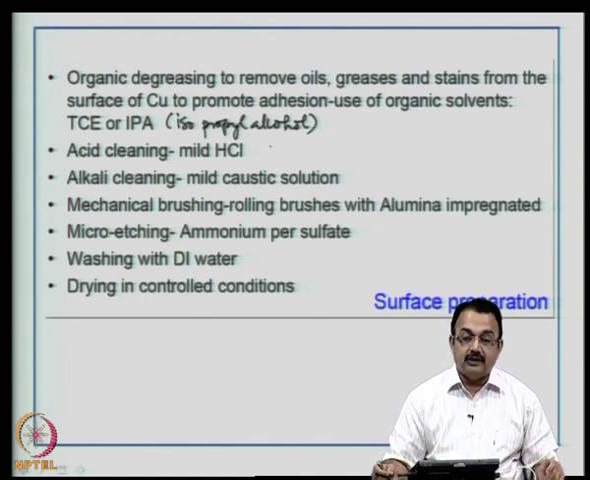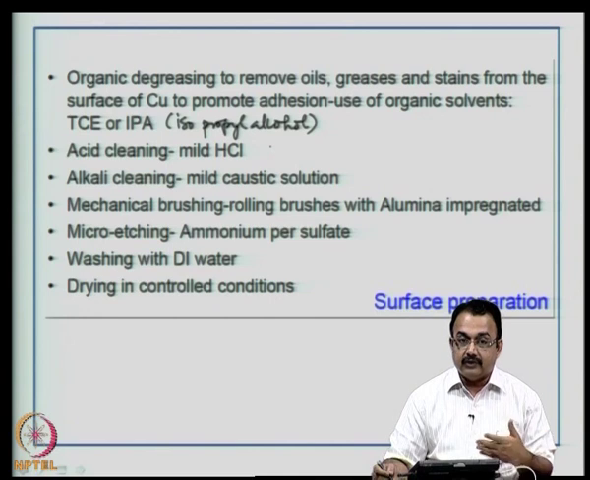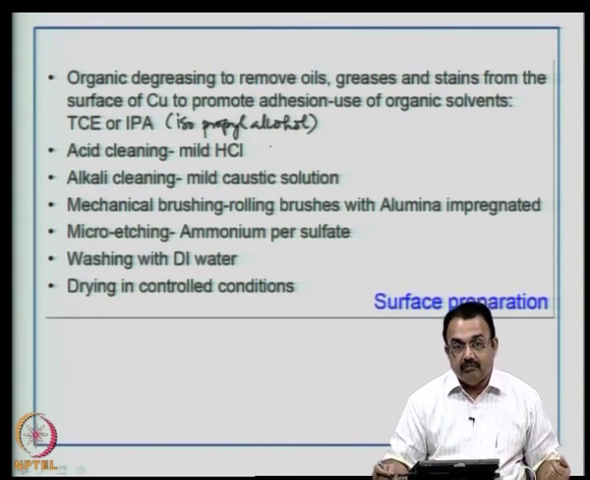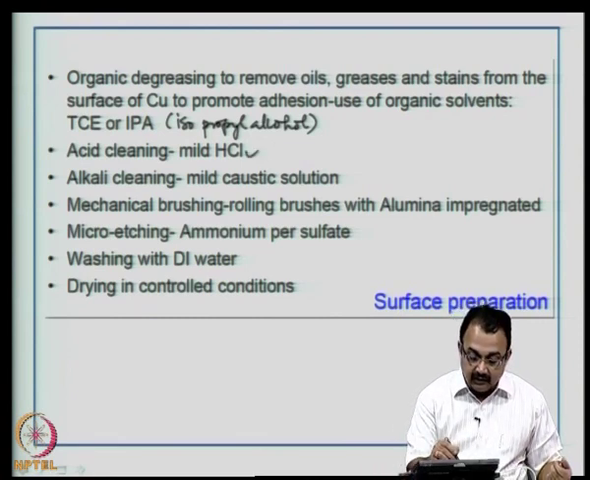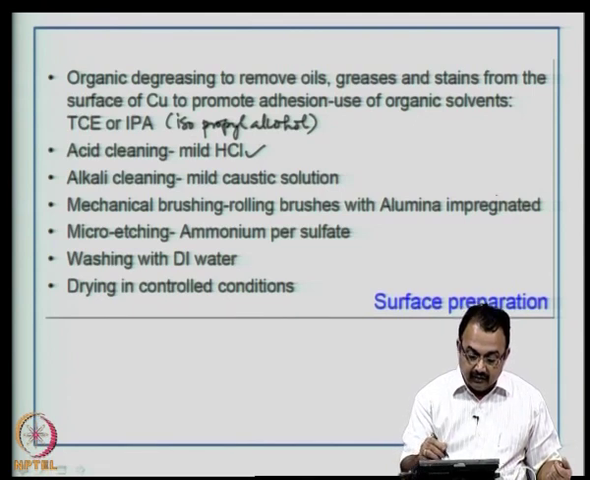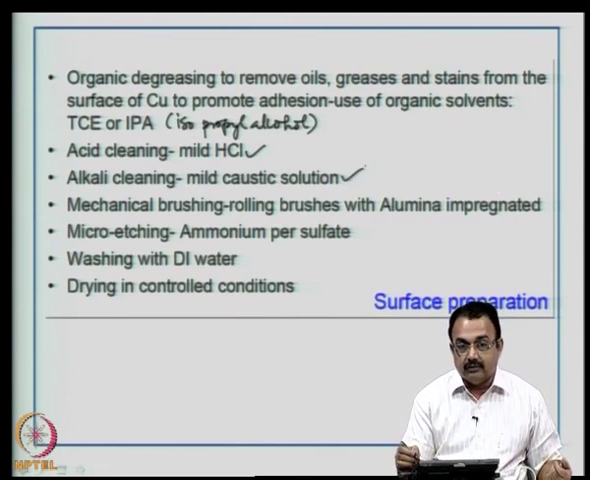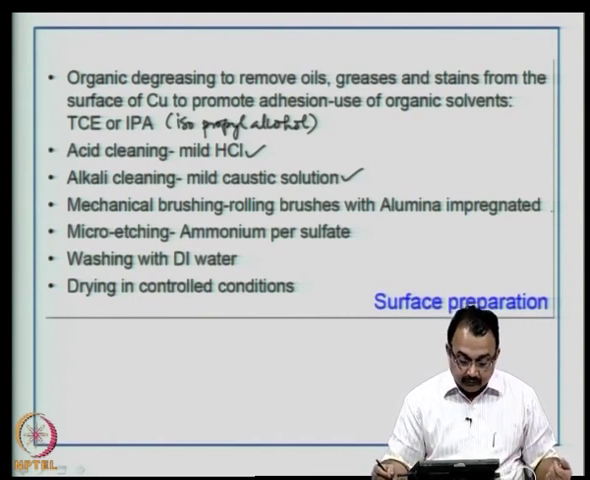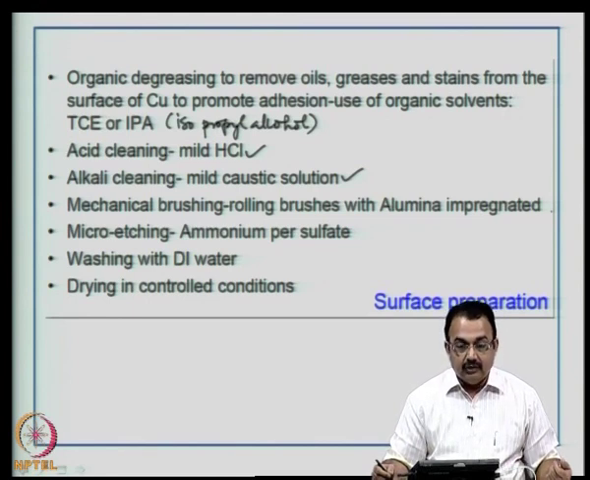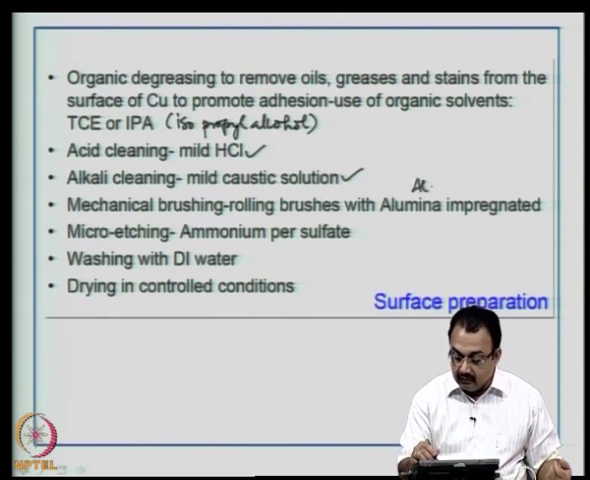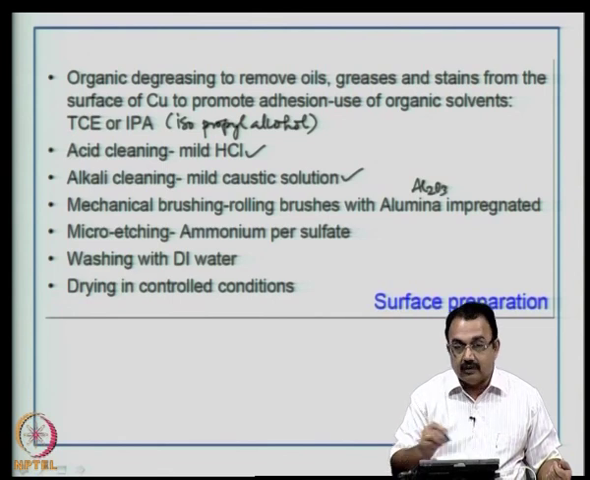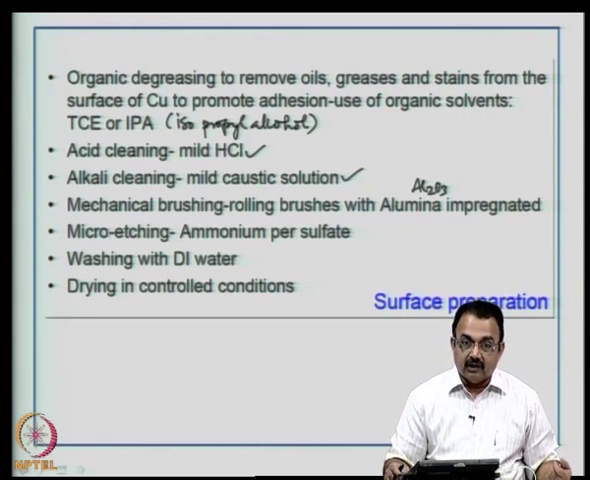Now, if you use organic solvents, all the grease is removed. You can use hand cleaning or you can use machine based cleaning. Now, you can also do acid cleaning using mild HCl, hydrochloric acid, alkali cleaning using mild caustic solution. Okay. Caustic solution is basically a hydroxide based solution. Then you have mechanical brushing using rolling brushes with aluminum oxide, Al2O3, impregnated into the fiber structure of the brushes.